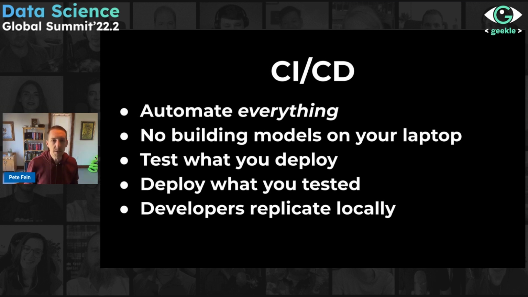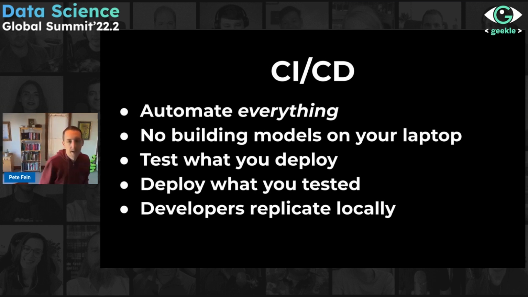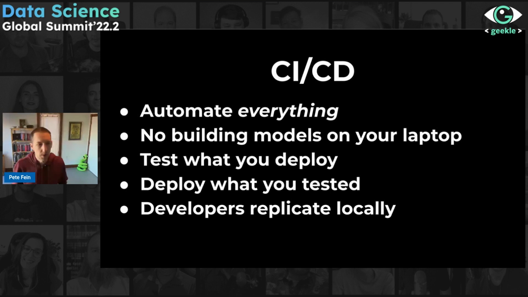Similarly, you want to test what you deploy and deploy what you tested. So if you're going to build the Docker image, you run the tests in the Docker image, and it's those particular bytes of that Docker image that you actually push to production. You're deploying the exact artifact that you tested. This can be a bunch of work to set up.